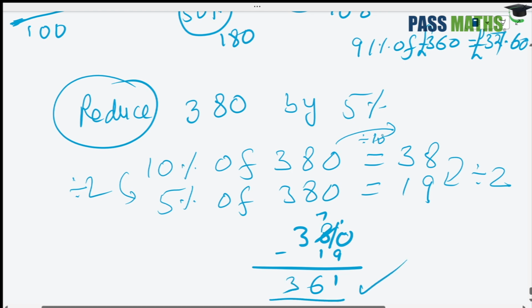Hopefully you learned how to find out simple percentages.